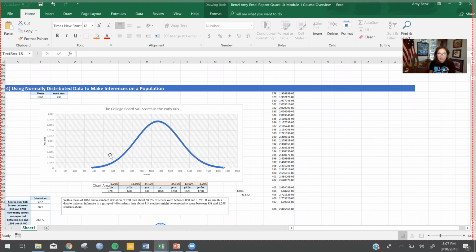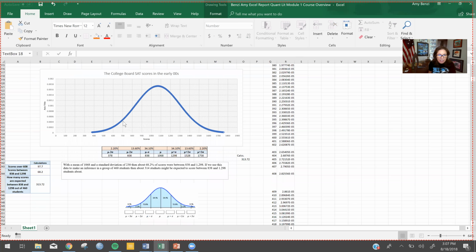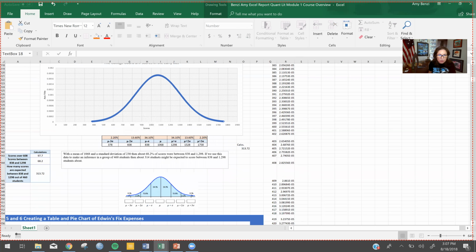Also, when I'm looking at a bell-shaped curve like I am in this problem where I'm looking at SAT scores for the early 2000s, I can see that the average score was 1,068. There was a standard deviation, which means the data was spread apart by 230 on each side. The first standard deviation is the mean, the average minus 230, and then on the right is the average plus 230.